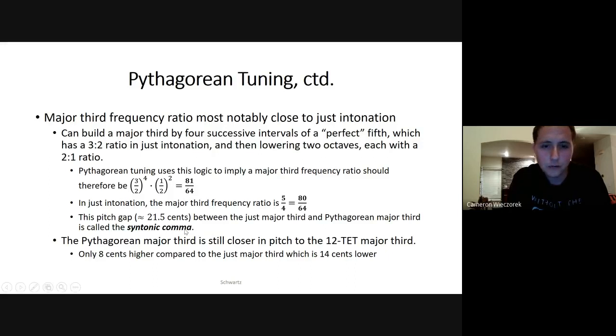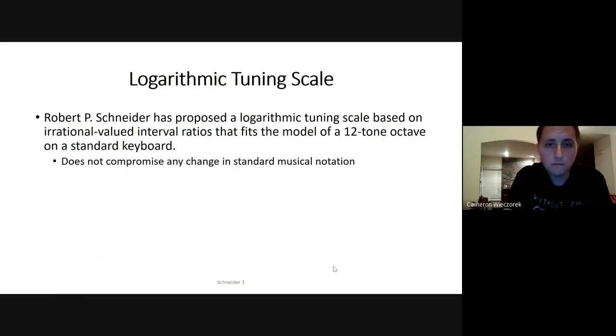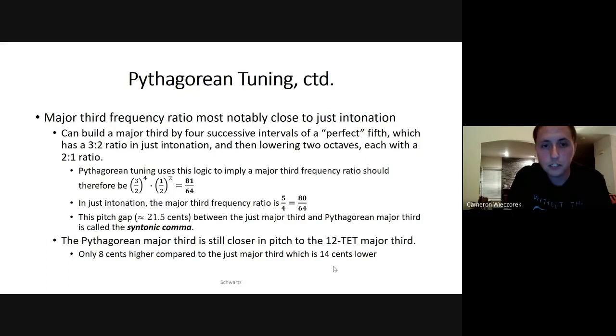A comma in general in music theory is just a pitch difference between 2 tones. But interestingly, the Pythagorean major third is still closer in pitch to the 12-tone major third. It's only 8 cents higher than the 12-tone, compared to the just major third, which is 14 cents lower. So it's actually a little bit more off if you use the just major third. So that's one alternative tuning system that you can use that tries to still obtain these pure whole number ratios.